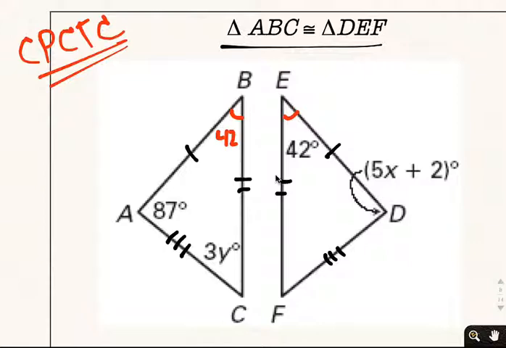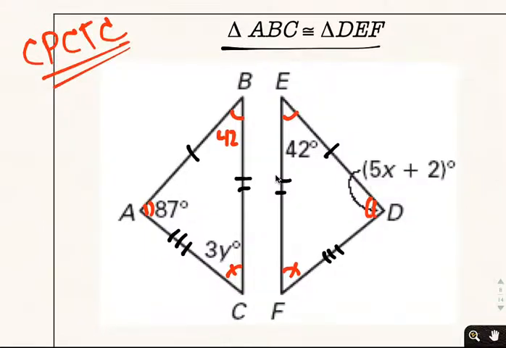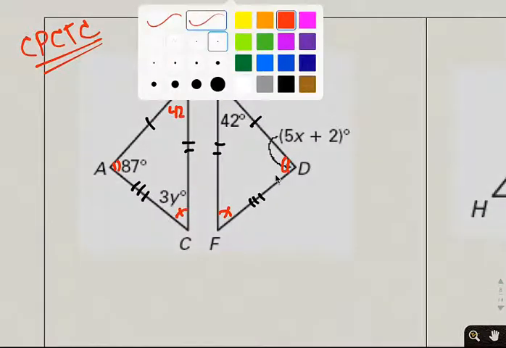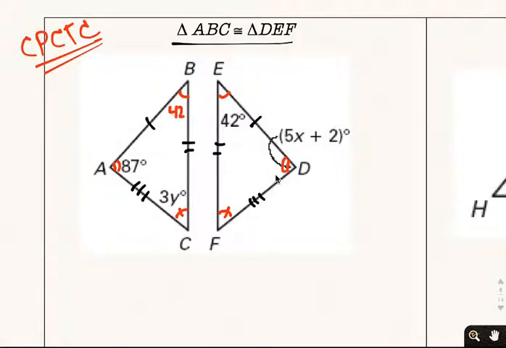Which then tells me that this angle at C, which I'll mark, is the same as the one at F. And of course, this angle here at D should be the same as the angle at A, which conveniently is marked to be 87. So this is going to tell me everything I need to know to set up these equations to solve them. If we deal with these angles first, this tells me that 87 has to be the same as 5x plus 2.